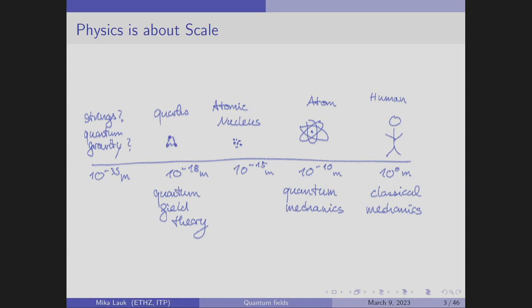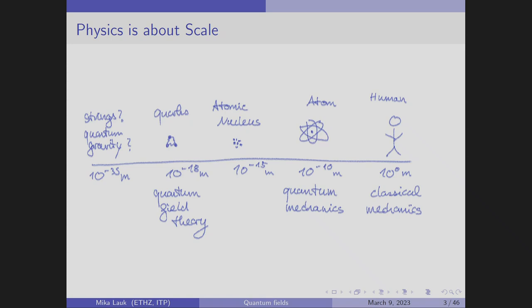When you do talks like this, usually one starts with the Greeks, and then you do 2,000 years of philosophy about what elementary means and what is the smallest thing that we can have. I'm going to skip all that and just tell you that this talk will be about things that are very small.